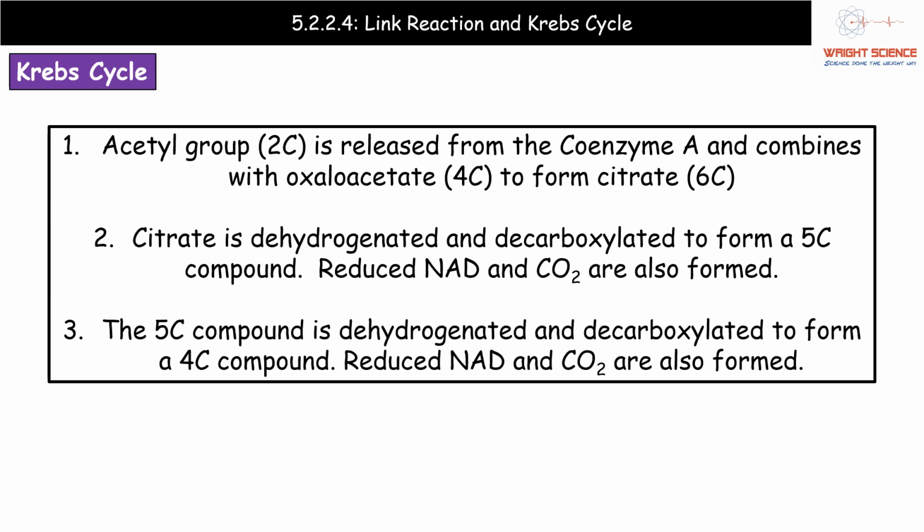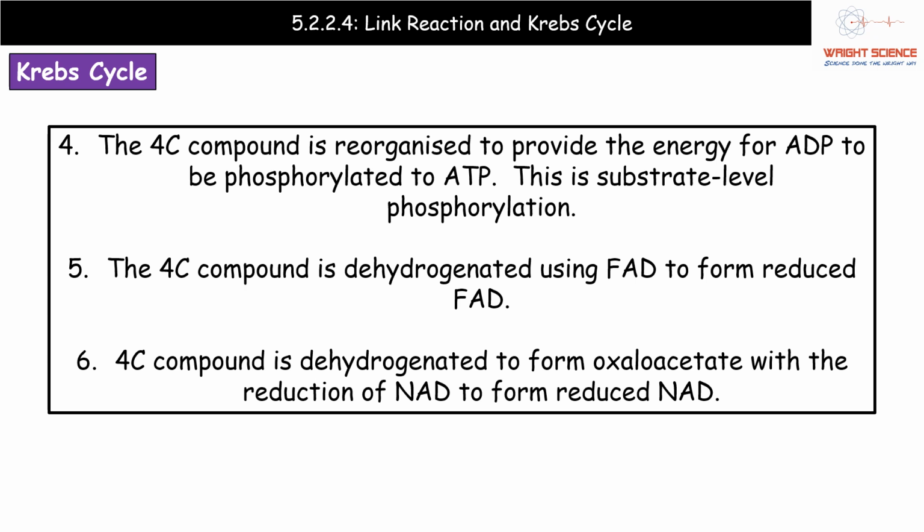That 5-carbon compound undergoes the same processes, dehydrogenation, decarboxylation, to make that 4-carbon compound, plus the reduced NAD and carbon dioxide. That 4-carbon compound is then reorganized to provide the energy for ADP to be phosphorylated into that ATP that we saw. Now, that's the only point that we're actually generating ATP, remember. And this is an example of substrate level phosphorylation. So we're basically transferring that phosphate to our ADP to form the ATP.